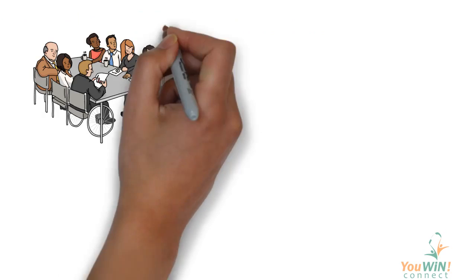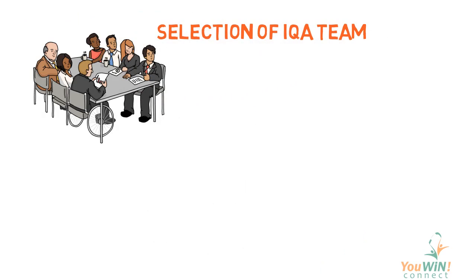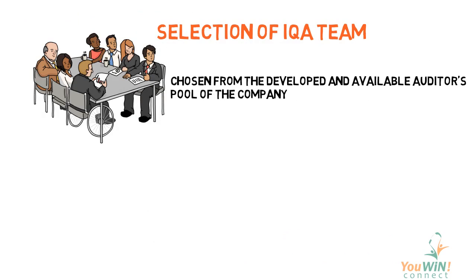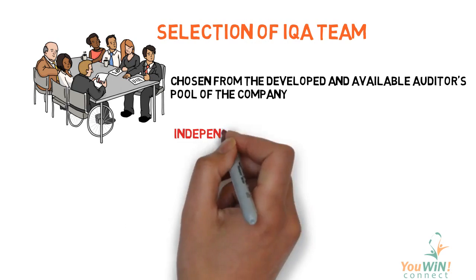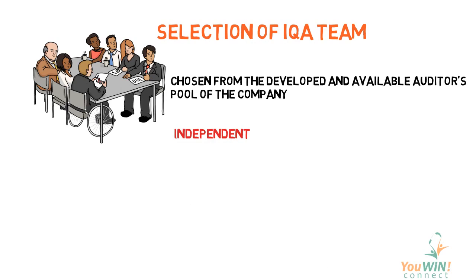Let's look at the criteria in selecting an internal quality audit team. Auditors should be chosen from the developed and available auditors pool of the company. They should be, number 1, independent. From their daily work, auditors should not audit their own team or department.